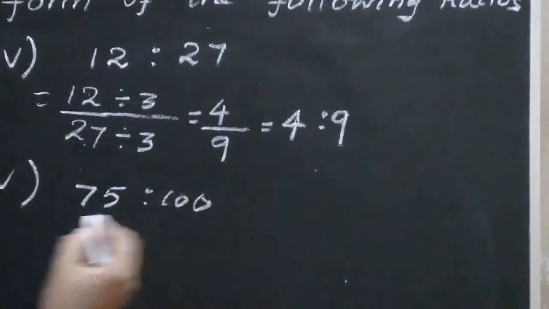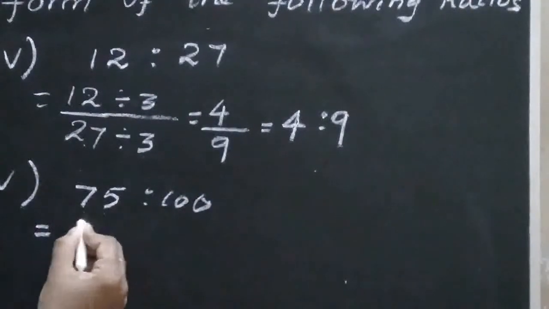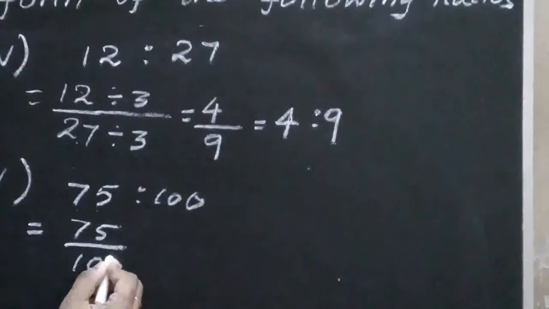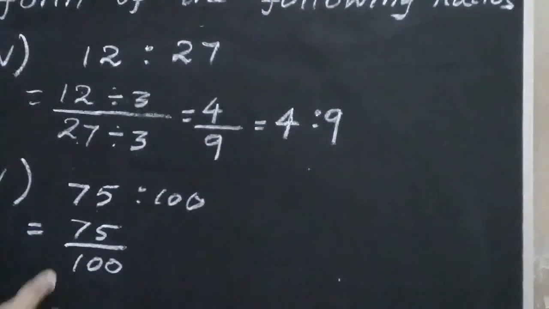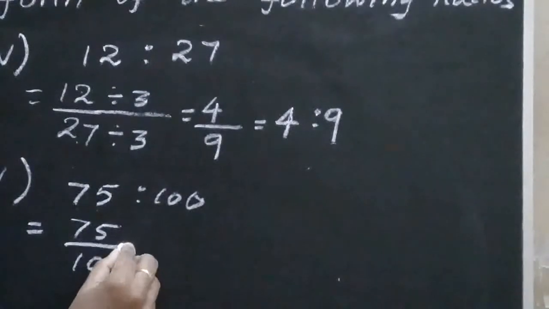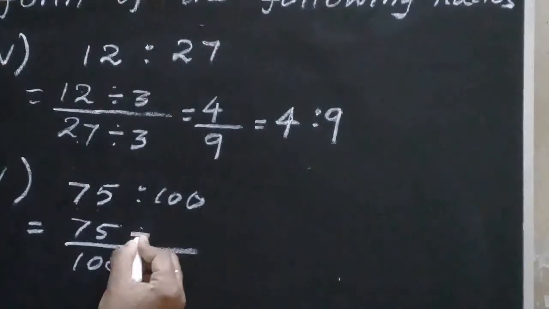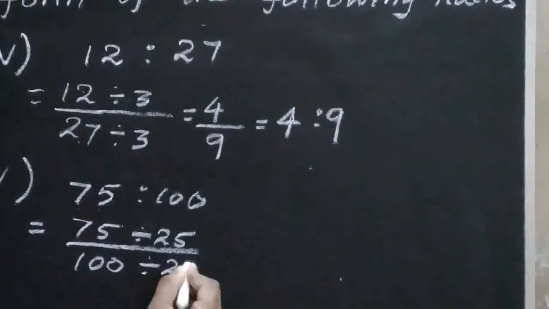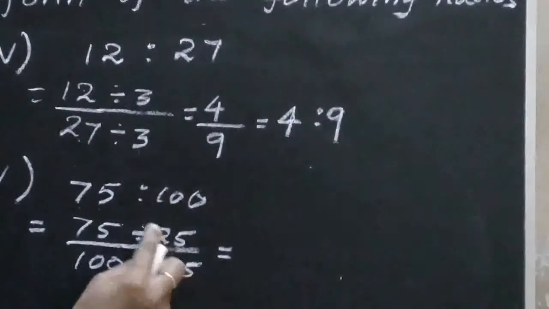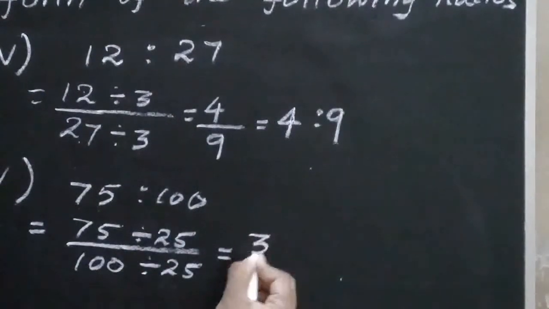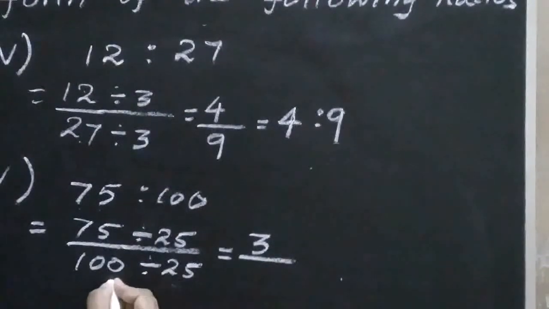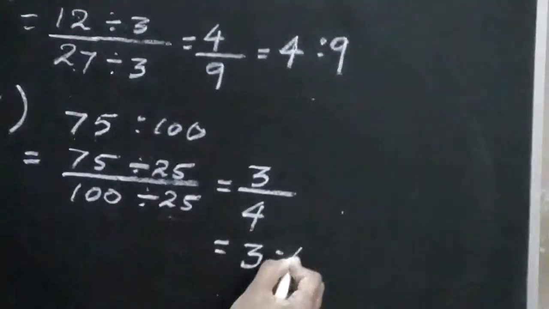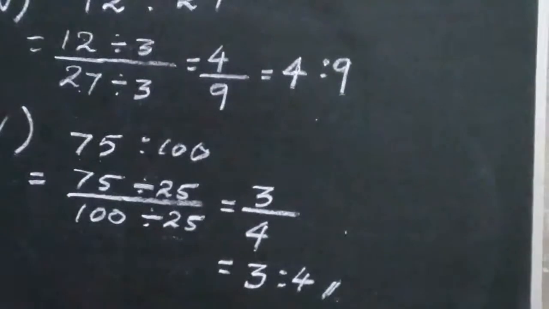The fifth question, 75:100. First we have to write the fraction format. 75 in numerator divided by the denominator value is 100. Now we have to write it in the simplest form. So 75 and 100, 25 table is common. So 75 is divisible by 25, 100 also divided by 25. So in 25 table, 75 is 3 times. Here also 25 table, 100 is 4 times. So the answer is 3:4. This is the simplest ratio format.